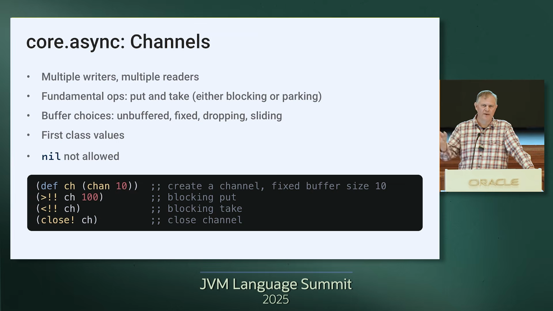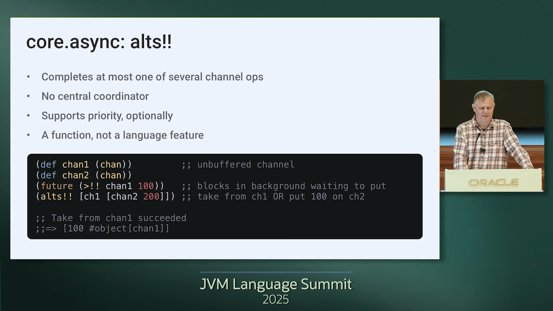The greater than bang bang is a blocking put operation. You can read the direction of the arrow as the direction of values into or out of the channel. So in this case, the arrow is going into the channel, so it's putting the value 100 into the channel. And then the next call is a blocking take that takes a value out of the channel. It's going to take 100 out. And then close bang is another function to close a channel. So that's just like really intro to the channel API.